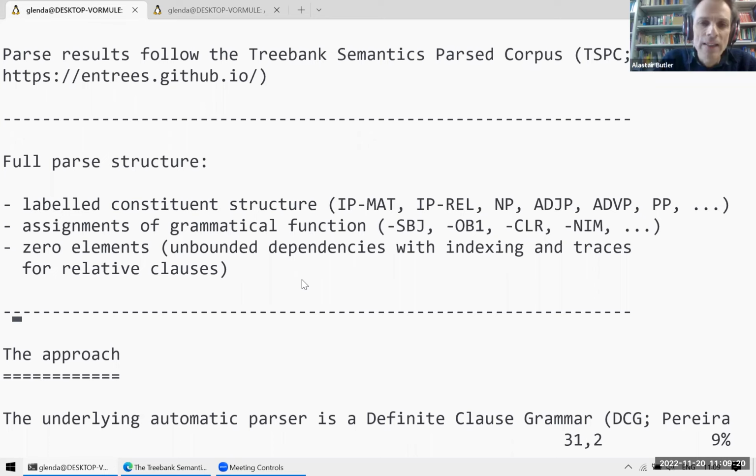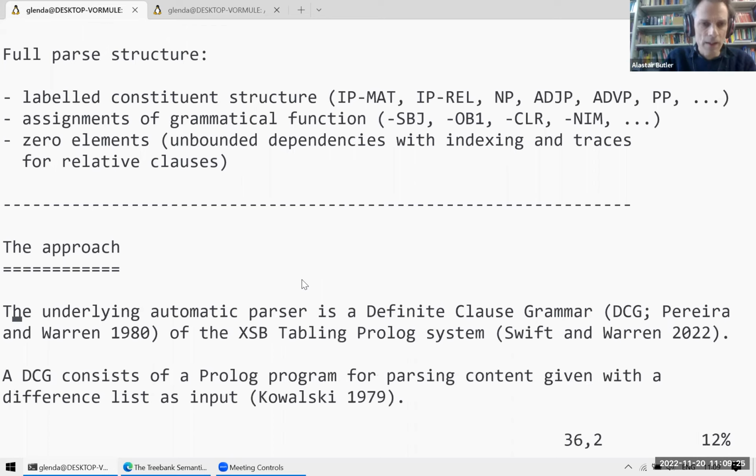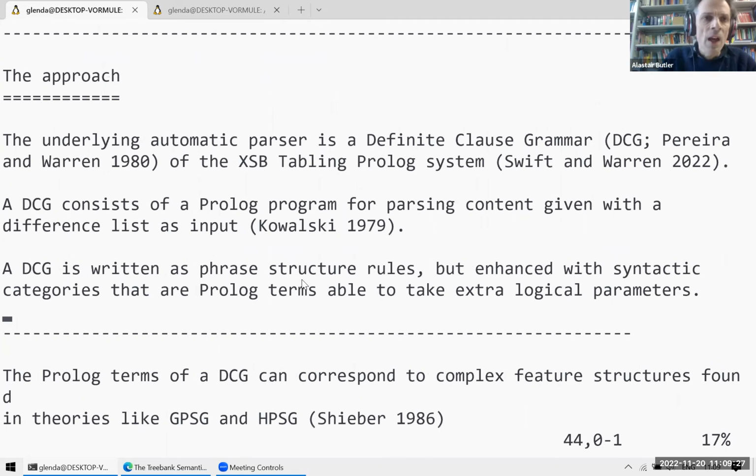So I want indexing for unbounded dependencies, and I want traces for relative clauses. Okay, so that's kind of what I want. The approach that I'm going to take is really a retro approach. I'm going to be using definite clause grammars, which were invented back in 1980. And I'm going to be using the XSB tabling Prolog system to actually run the DCG grammar.